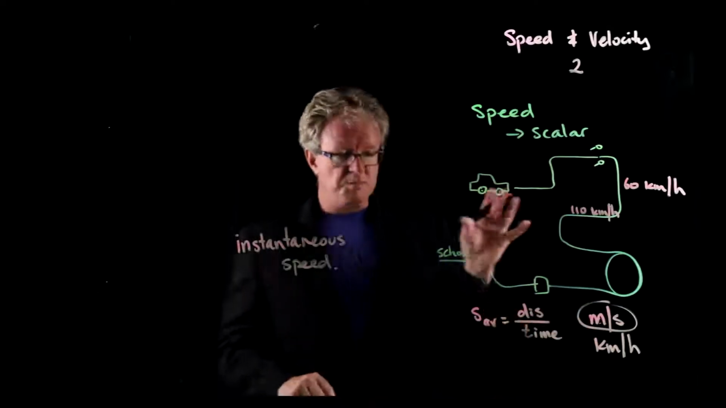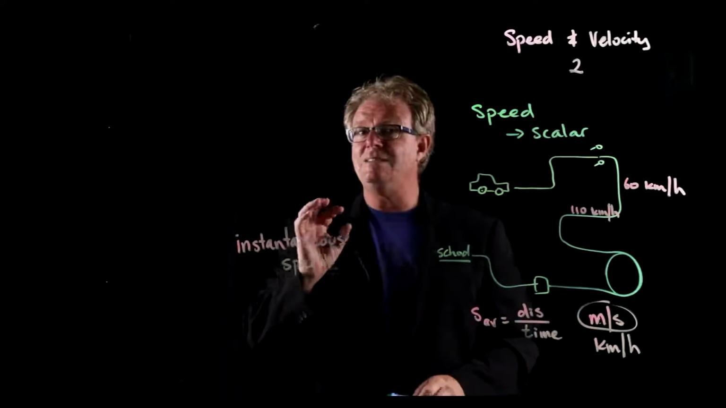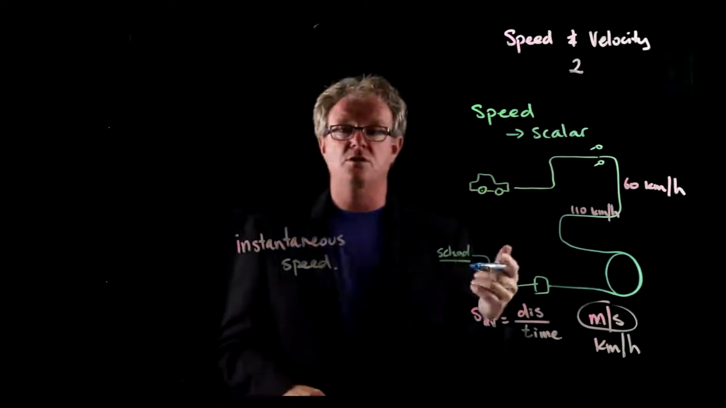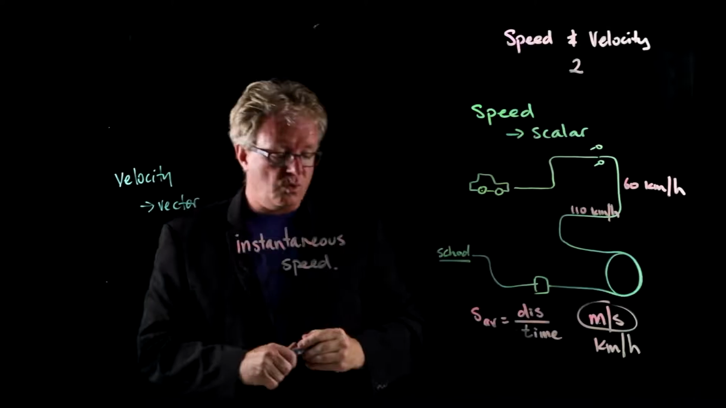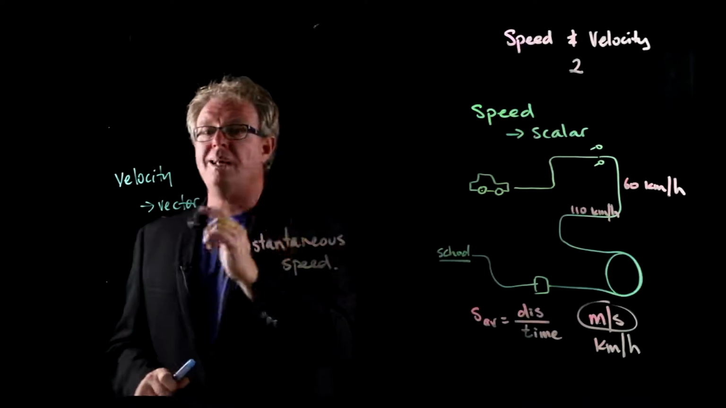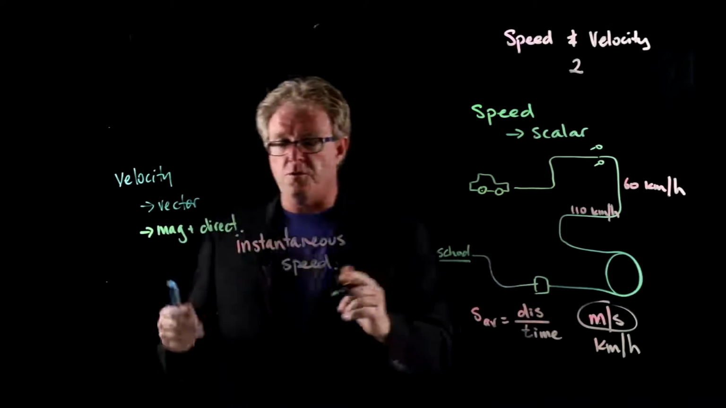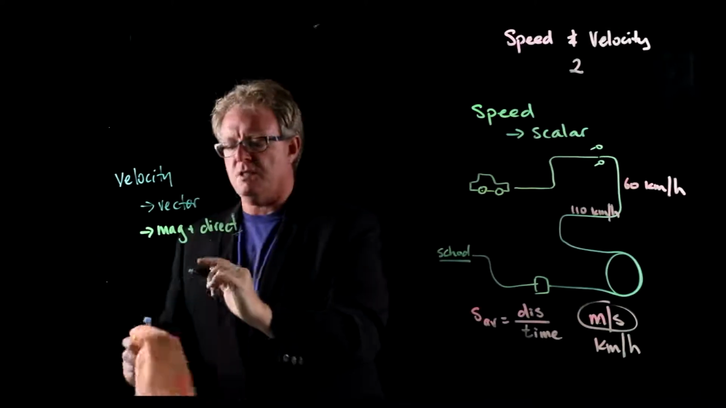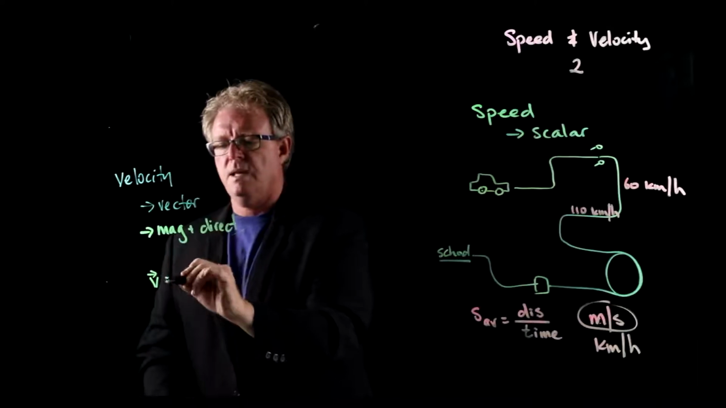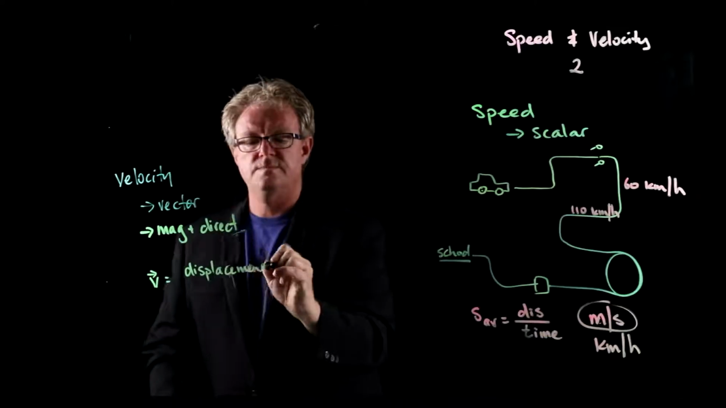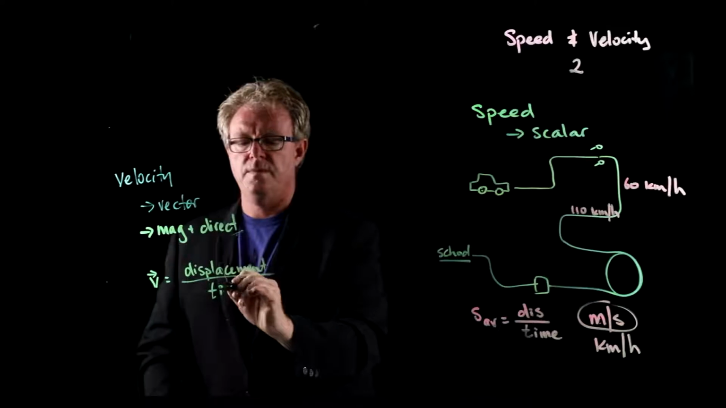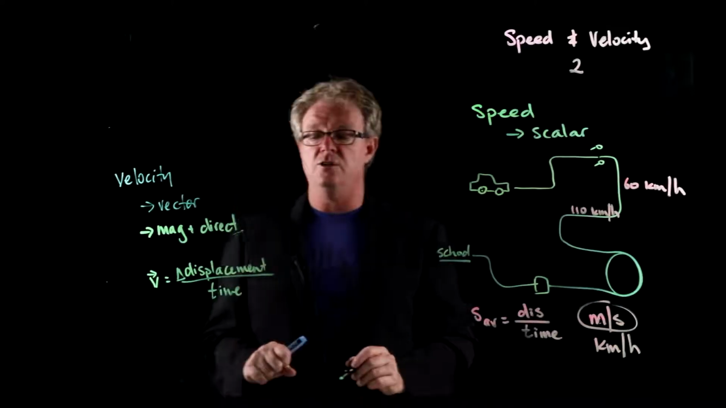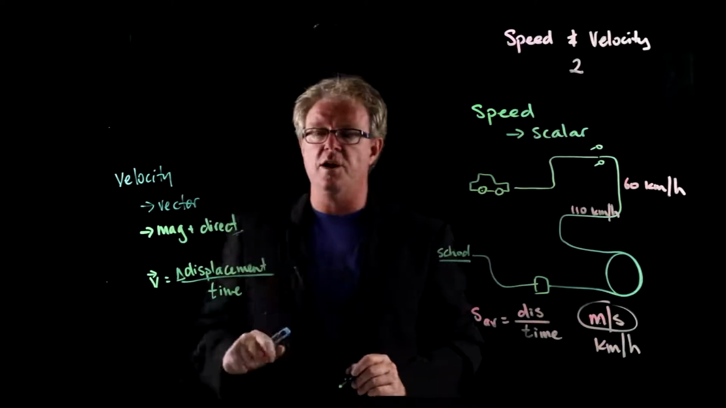Okay, so that's speed. Well, velocity is related to a direction. So remember, it's a vector quantity. It has magnitude plus a direction. The formula for velocity is your displacement divided by time. That is your change in displacement. The little triangle there means change. So your change in displacement divided by time.